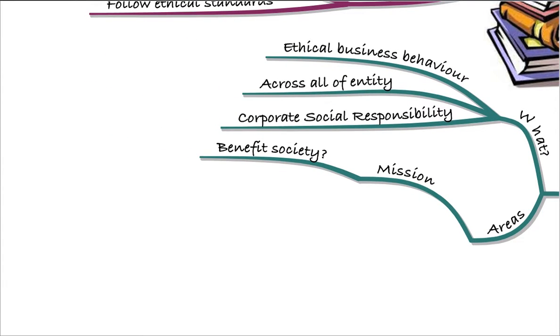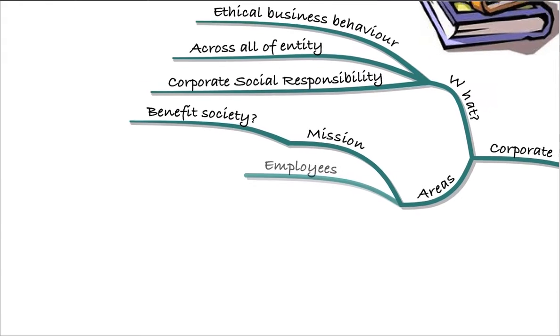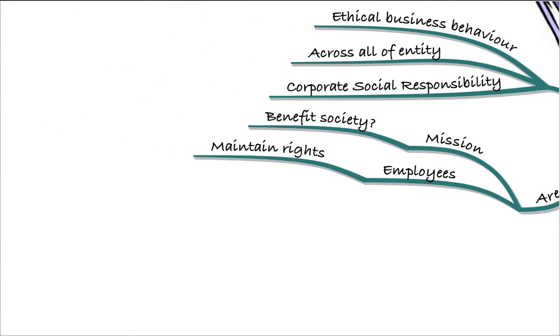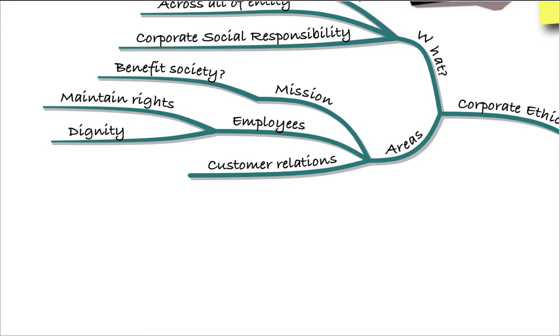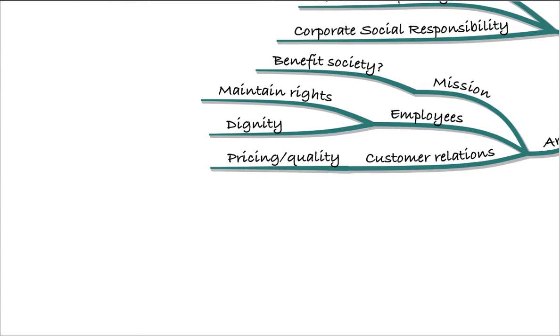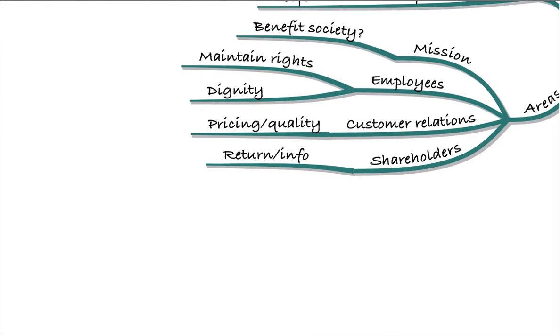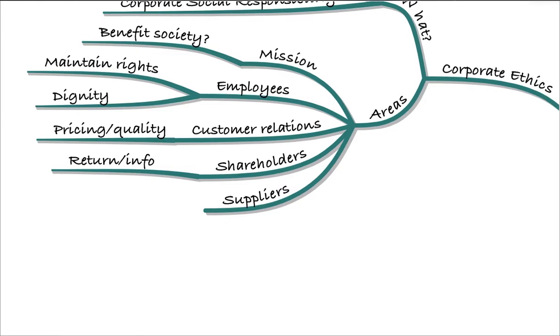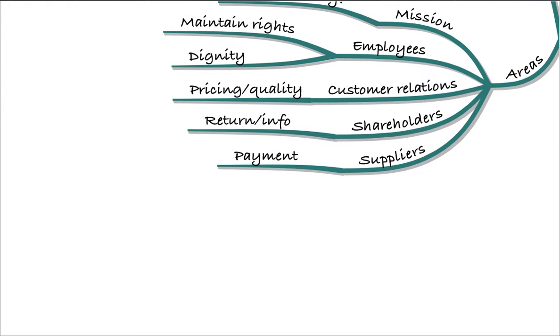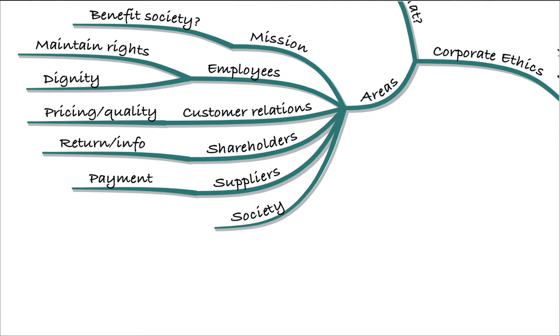Is it there to benefit society? Should it be there to benefit society? Employees, maintaining the rights of those employees and the dignity. Customer relations, so a quality provision, that we give a suitable quality product and that we price it in the right way for customers. Shareholders, well, giving them the information and providing a return to them. Suppliers and payment to them, maybe paying them on time or maybe even within the time allotted. And society. So all of these can be covered by a corporate ethical code, thinking about the relationship of the business with all of those various aspects.